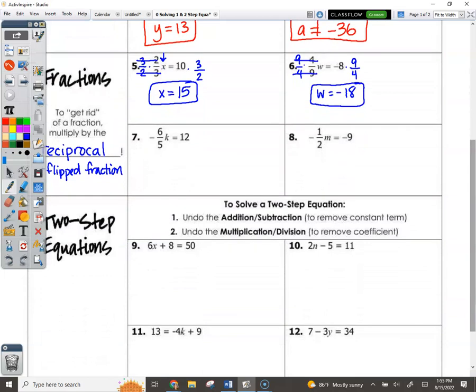All right, I want you to do 7 and 8, and then I want you to check with a neighbor. The only difference is they're negative. So when you multiply, it will be a negative reciprocal. That's the only difference. You should get nice numbers too, meaning nice, pretty ones. No fractions or decimals.